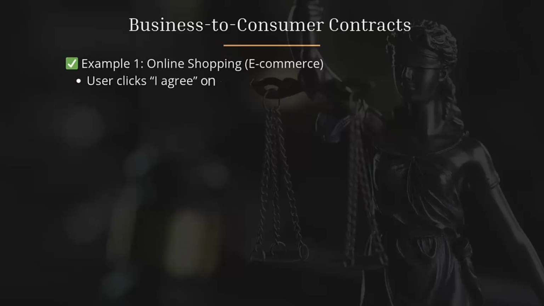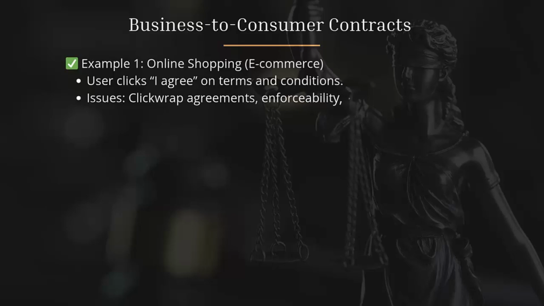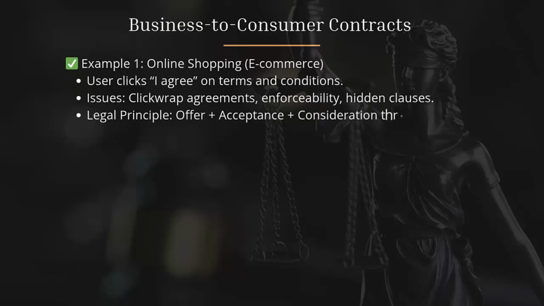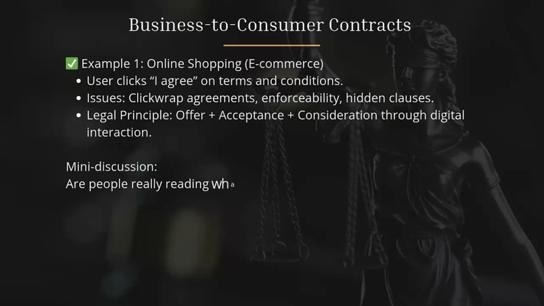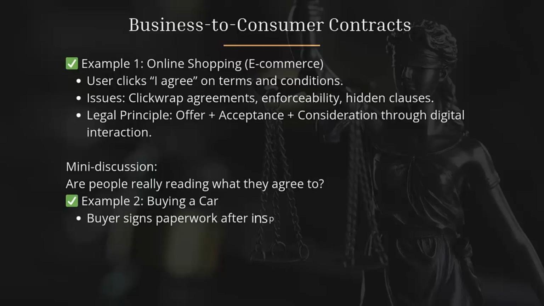Business-to-consumer contracts. Example 1. Online shopping: the user clicks I agree on terms and conditions. Issues: clickwrap agreements, enforceability, hidden clauses. Legal principle: offer plus acceptance plus consideration through digital interaction. Mini discussion. Are people really reading what they agree to?